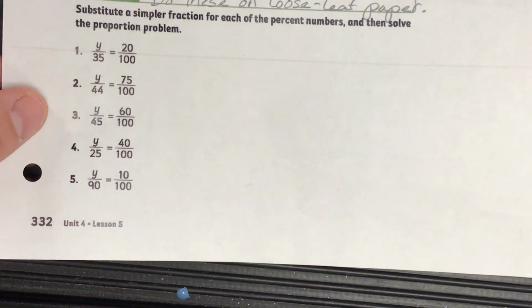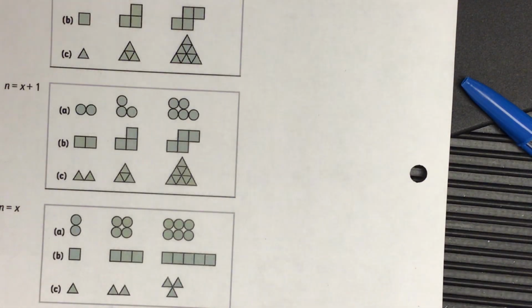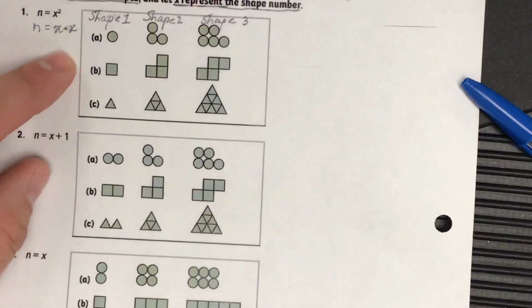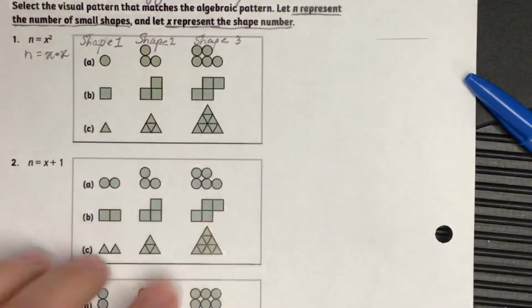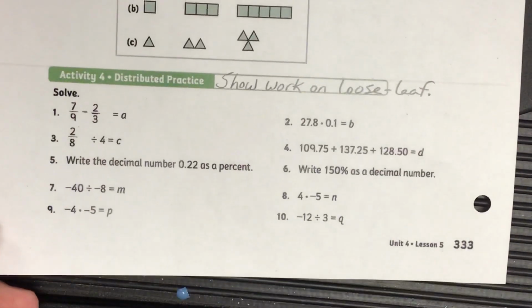Question number 2, draw your arrows. Simplify. Question number 3. Take a look at that one. Aisha, would you read the directions, please, for question 3? Select the visual pattern that matches the algebraic pattern. The N represents the number of small shapes, and the X represents the shape number. All right, so N represents the small shapes, X represents the large. Okay, so this is shape 1, shape 2, shape 3. I think you can handle that one. And activity 4, show your work.